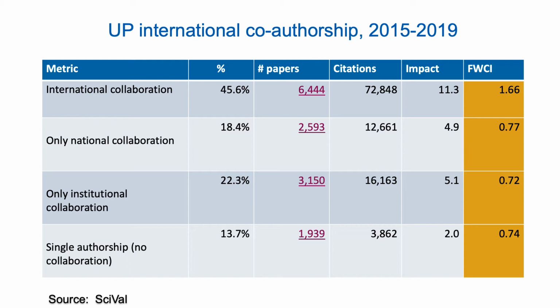The world norm in all instances is 1, meaning in the table that University of Pretoria's papers that were written in co-authorship with international authors are way above the world norm with 1.66, while all the other papers are below the world norm, or the world average, you could also say.